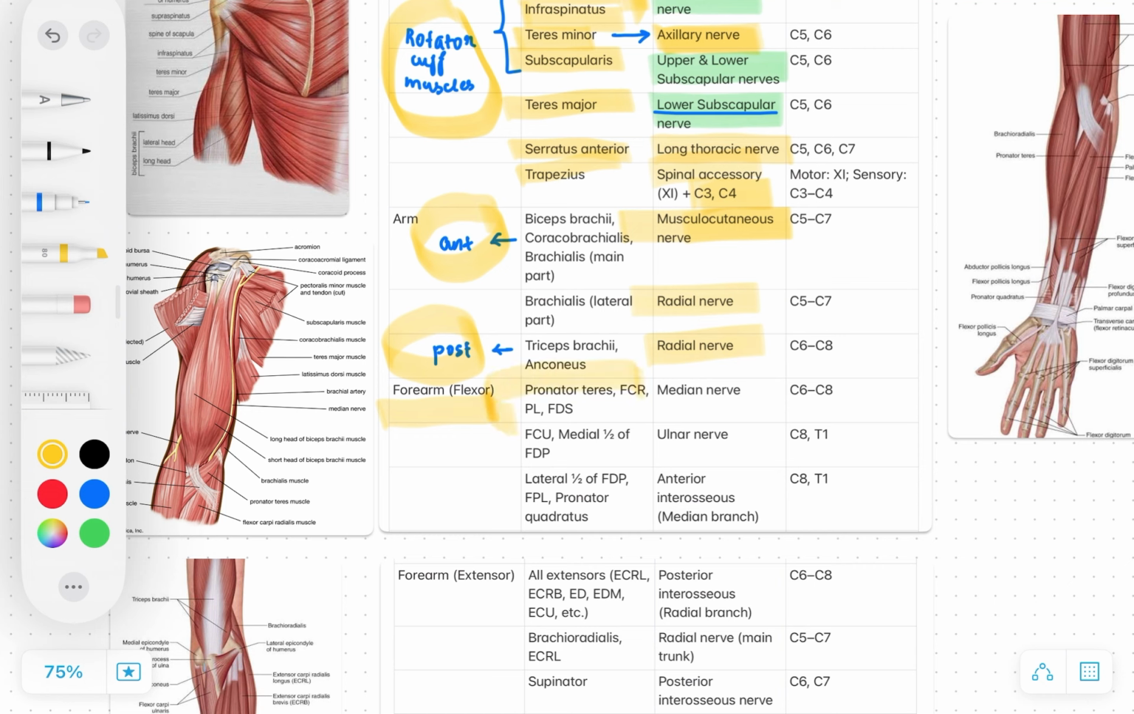So these are the muscles which are supplied by the median nerve: pronator teres, flexor carpi radialis, palmaris longus and flexor digitorum superficialis. And on the ulnar side, flexor carpi ulnaris is supplied by the ulnar nerve. Next, the lateral half of the flexor digitorum profundus is supplied by the anterior interosseous nerve or median nerve. Medial half is supplied by the ulnar nerve.